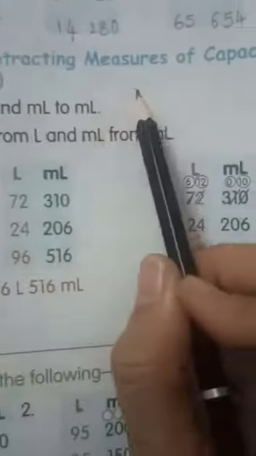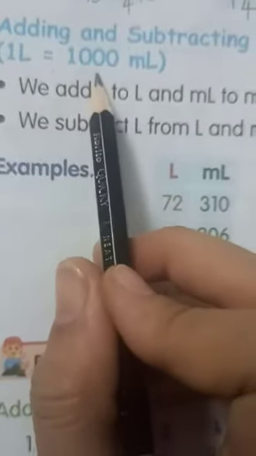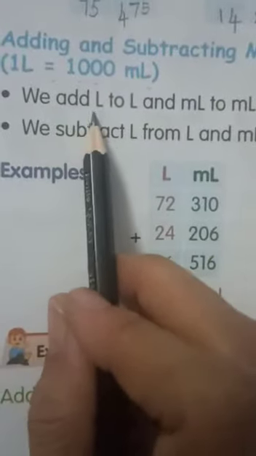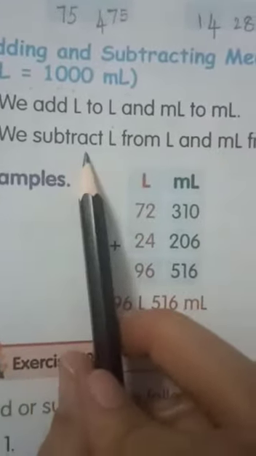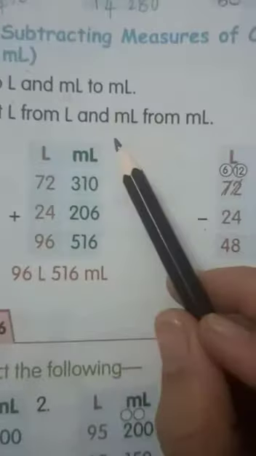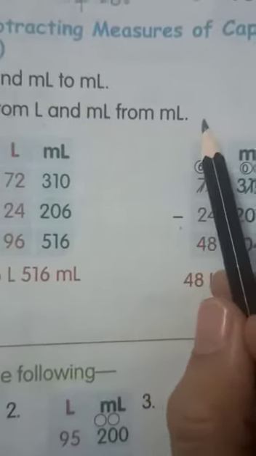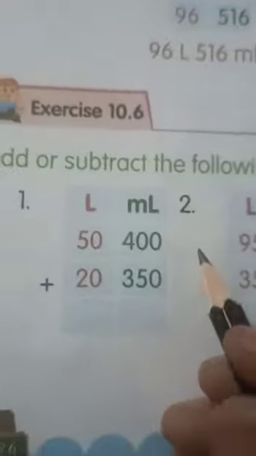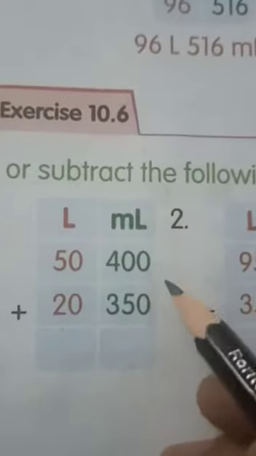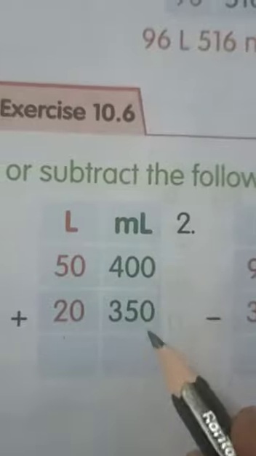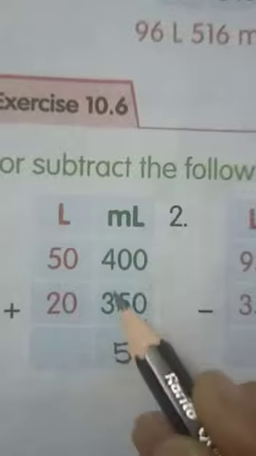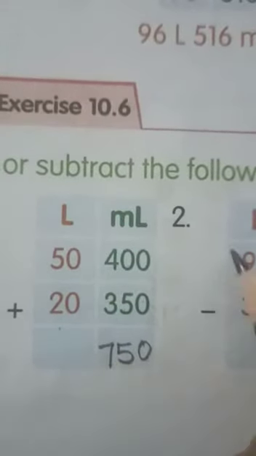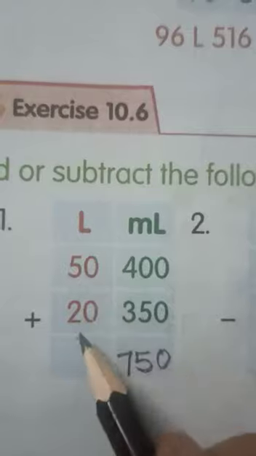Adding and subtracting measures of capacity. And 1 liter is equal to 1000 milliliters. We add liters to liters and milliliters to milliliters. And we subtract liters from liters and milliliters from milliliters. Let's do one problem here. First we have to add these milliliters. 0 plus 0 is 0. 0 plus 5 is 5. 4 plus 3 is 7. And here liters to liters we have to add.